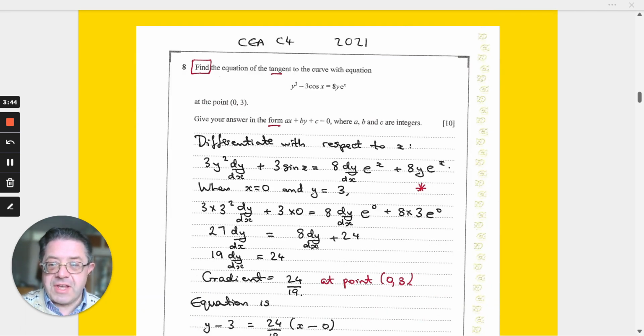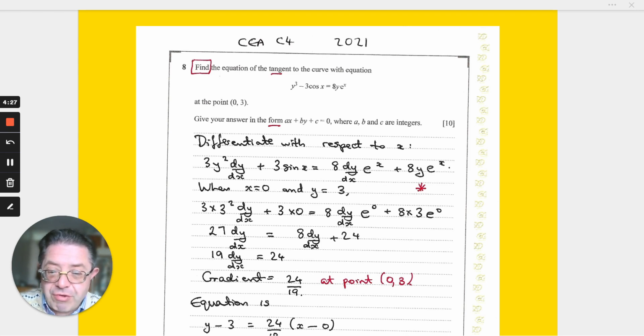Another question to find the equation of the tangent. This time the curve is y cubed minus 3 cos x equals 8y e to the x, and the point is (0, 3). So once again we differentiate everything with respect to x. y cubed will give 3y squared, but times dy/dx. Minus 3 cos x will give 3 sin x. On the right hand side we have to use the product rule. We get 8 dy/dx e to the x plus 8y times e to the x.